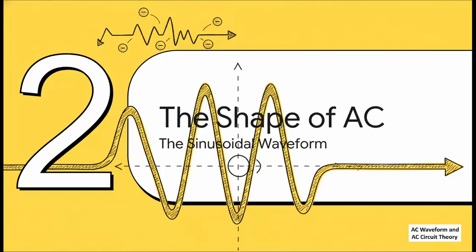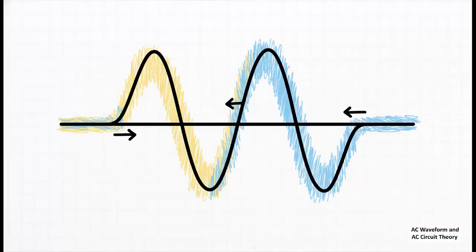Well, that brings us right to section 2, the shape of AC and something called the sinusoidal waveform. This right here, this smooth, elegant, flowing curve, this is the sine wave. It's the purest, most perfect picture of alternating current. It's the signature of that back and forth motion we were just talking about.